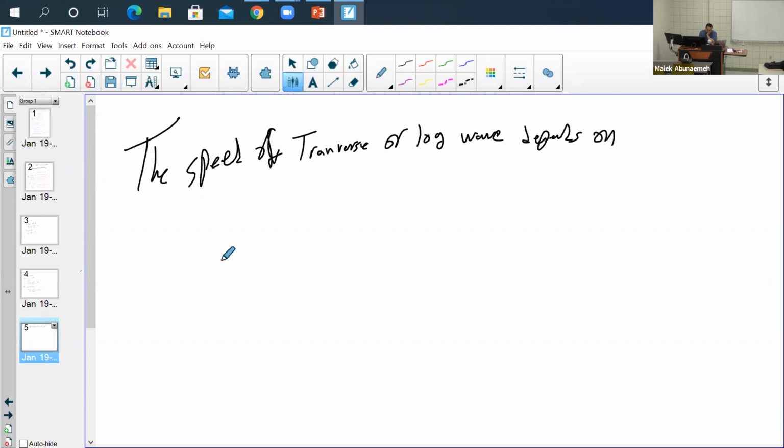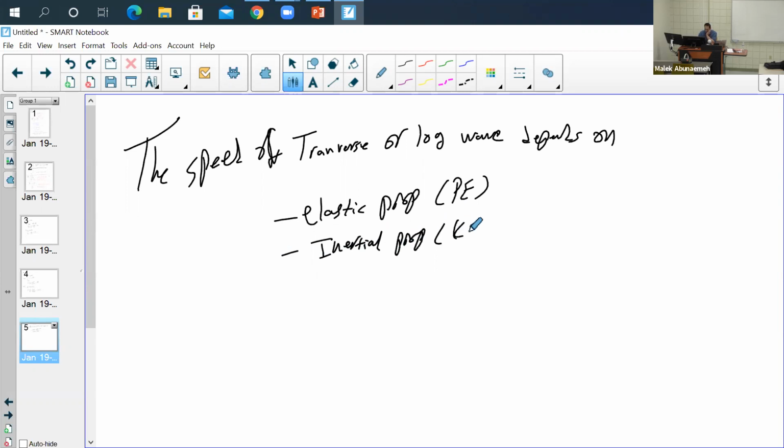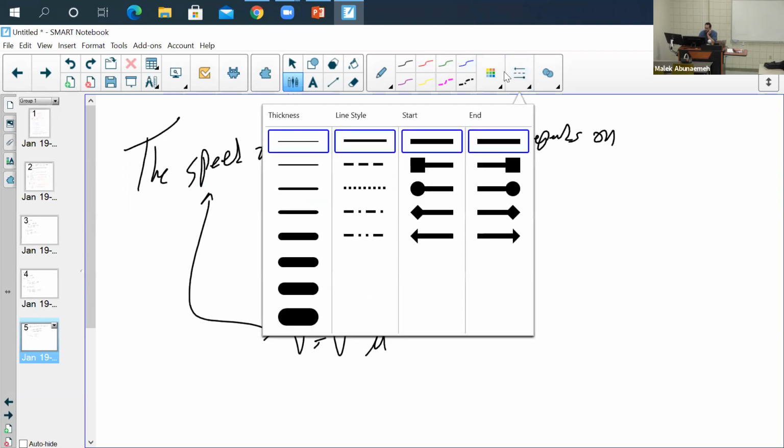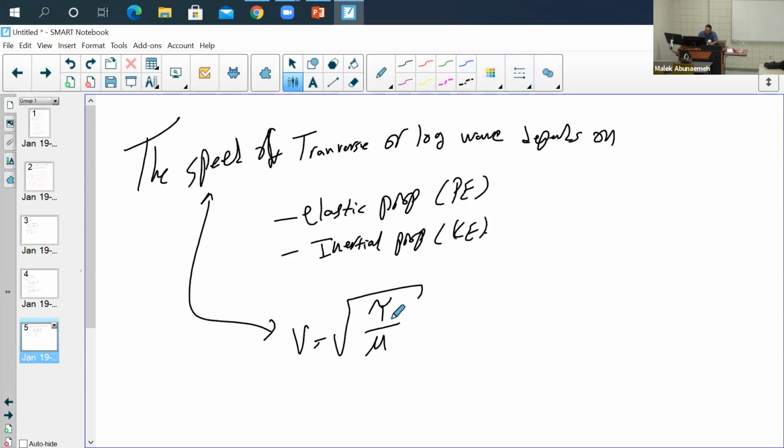depends on two things: your elastic properties, which is your stored potential energy, and your inertial properties, which is your kinetic energy. Now, that speed is going to be equal to the square root of tau over mu, where tau is your tension. Mu is called your linear density, and it's going to equal your mass over your length.